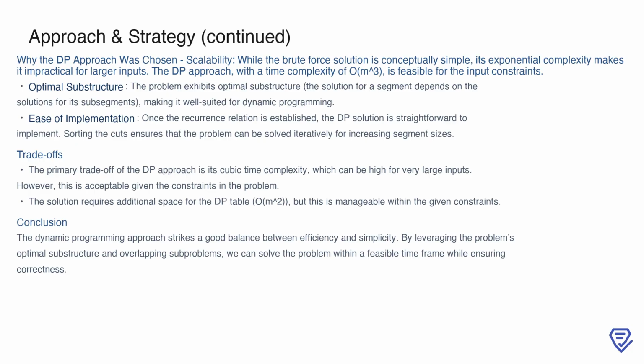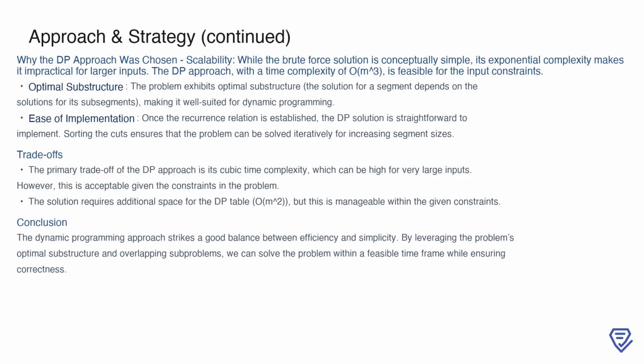In contrast, the DP approach, with a time complexity of O(m cubed), is feasible given the problem's constraints. Additionally, the problem exhibits optimal substructure, meaning the solution for a segment depends on the solutions for its subsegments, which aligns perfectly with the principles of dynamic programming. Once the recurrence relation is established, implementing the DP solution is straightforward, and sorting the cuts ensures we can handle the segments iteratively. However, there are trade-offs to consider.